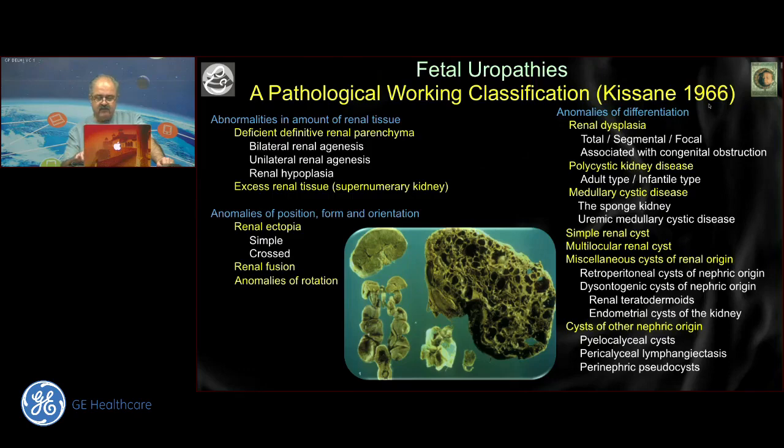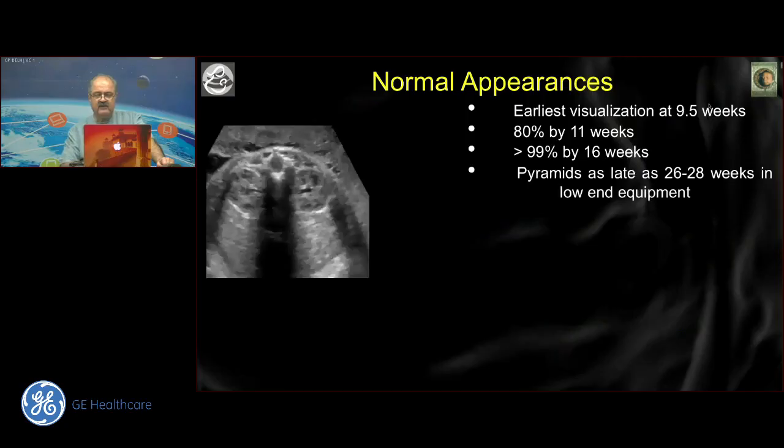Let's move on to the next bit, which really hasn't changed, and that is the normal appearances. We do understand that sometimes with the newer transducers, especially with the vaginal approach, we might end up picking up kidneys as early as 9.5 weeks, but that's not really the time we look for them. By about 11 to 12 weeks, we'll pick up most of the kidneys, and by 16 weeks, we should be able to pick up almost all the kidneys.